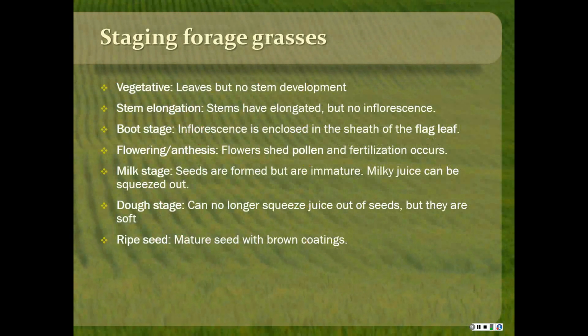And then stages of grasses that are planted for forage. They're similar to, once again, wheat or some of the other grasses. But vegetative is just leaves and no stem development, just the very beginning, little grass leaves. And then stem elongation, when you see the elongation of stems, but there's no flowers or inflorescence. The boot stage is when the inflorescence is enclosed in the flag leaf, similar to on wheat. And then flowering is when the flowers start, and anthesis, flowers start shedding pollen and fertilization occurs.